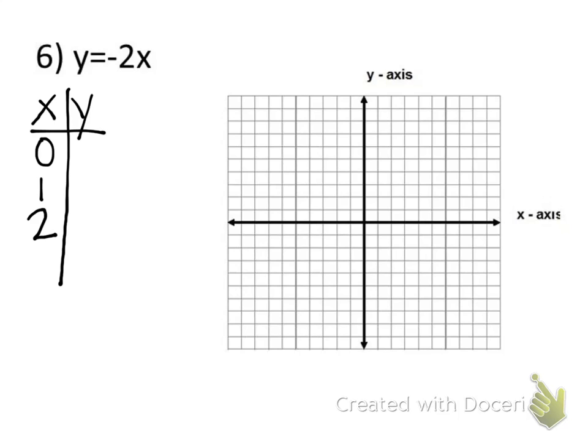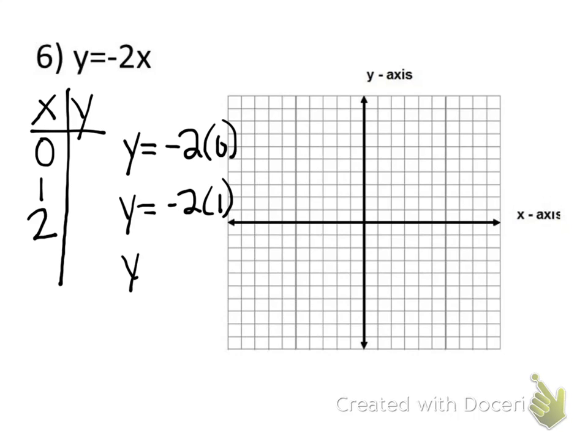Okay? What am I actually doing with those 3 numbers? Multiplying them by -2. Yeah, I'm taking the x out. I'm putting these numbers in. That's going to give me my y's. So I'm going to do y equals -2 times 0. Then y equals -2 times 1. Then y equals -2 times 2. Those will give me these 3 y values.